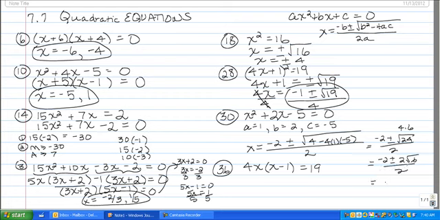And so we get -1 plus or minus square root of 6. Notice we have to divide both terms here by the 2. So those are our two solutions.